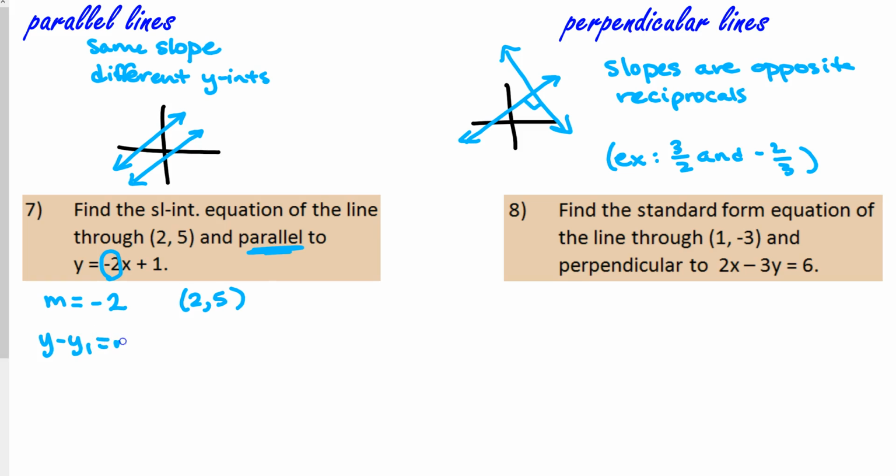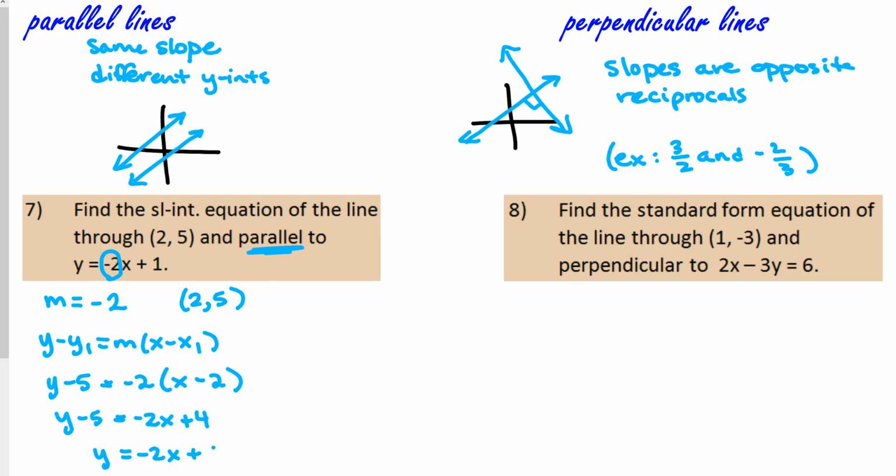So let's substitute 5 in for the y1, negative 2 in for the slope, and 2 in for the x1, and simplify. So y minus 5 equals negative 2x plus 4. Add 5 to both sides, y equals negative 2x plus 9. So that line is parallel to the other line. And if you look back at the other equation, it kind of makes sense. Like you have y equals negative 2x plus something, and y equals negative 2x plus something else. It makes sense that those are parallel. We just didn't know what that number would be until we worked it out.